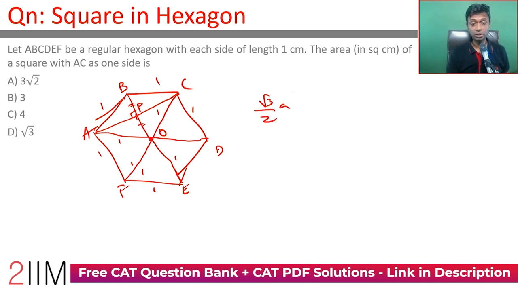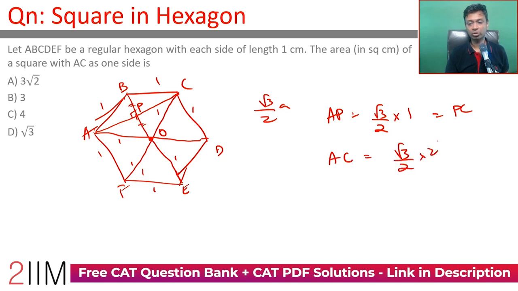So we call this point P. AP equals root 3 by 2 into 1, which is PC, so AC measures root 3 by 2 times 2, which is root 3 centimeters. Area of a square with AC as one side, with root 3 as one side, root 3 into root 3 is 3. This will be the area.